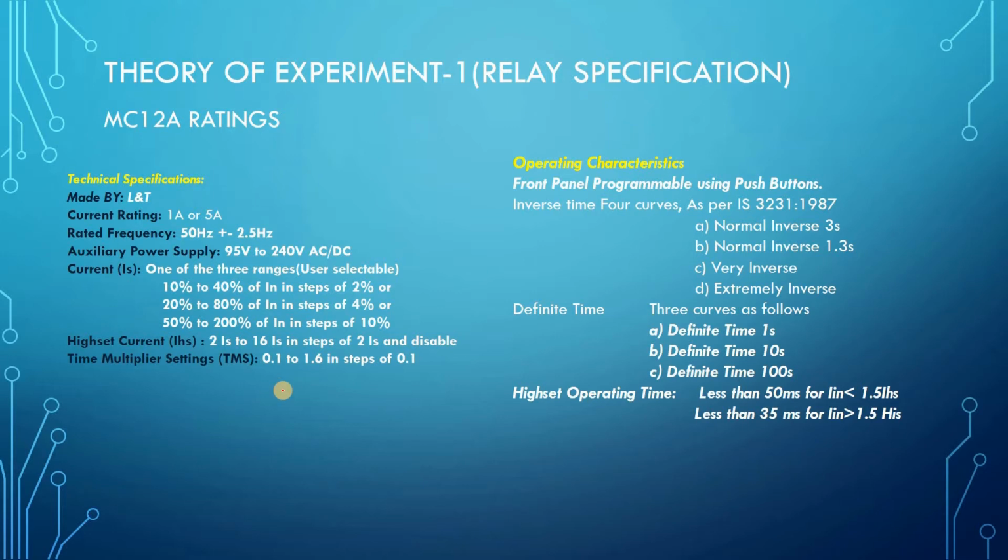If the current is more than 1.5 times of the IHS, or the high set current, then it will trip at less than 35 milliseconds. You see, we are talking at the millisecond level. That is the instantaneous protection.